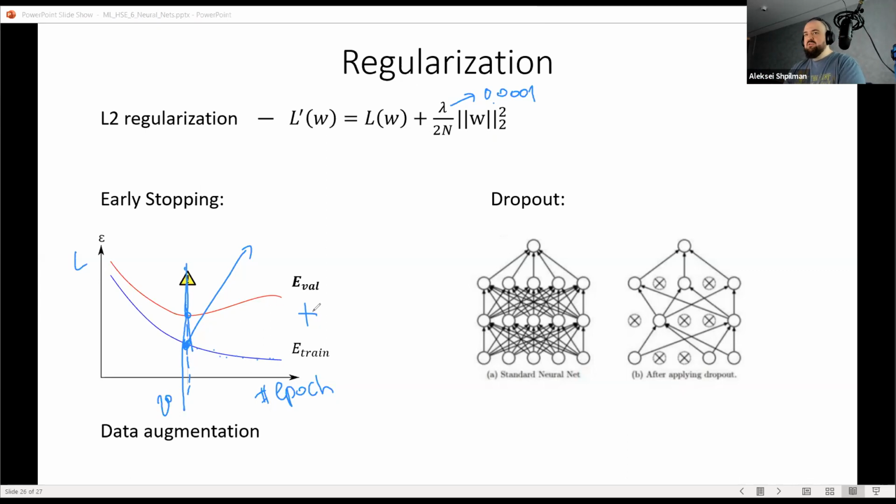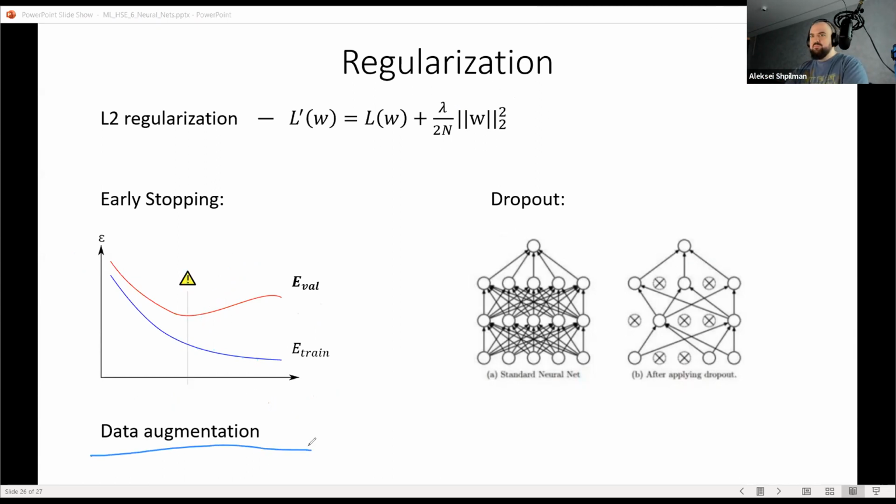Right? So this is why you need the number of epochs and not just take the snapshot of that network and use it, because you want to train on every available data you have. Now, the next type of regularization is called data augmentation, and it's sort of a tricky one.